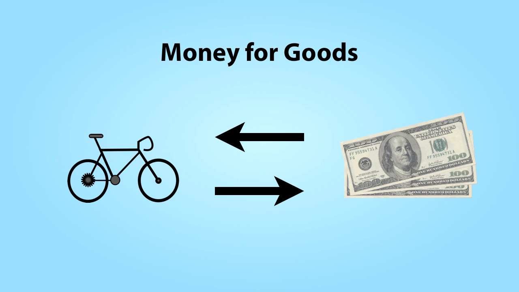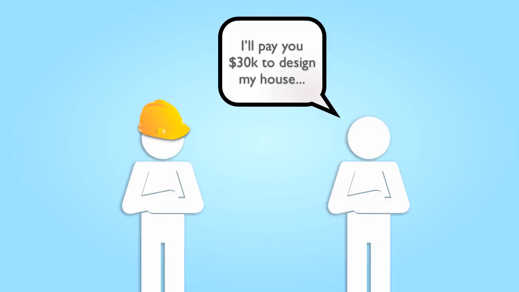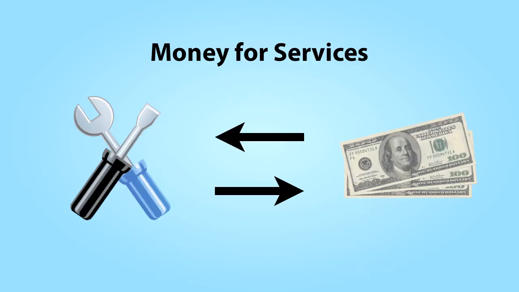Similarly, I can promise to pay you $30,000 if you design my house. The consideration for my promise to pay you $30,000 is your return promise to design my house. And the consideration for your promise to design my house is my return promise to pay you $30,000, money for services.